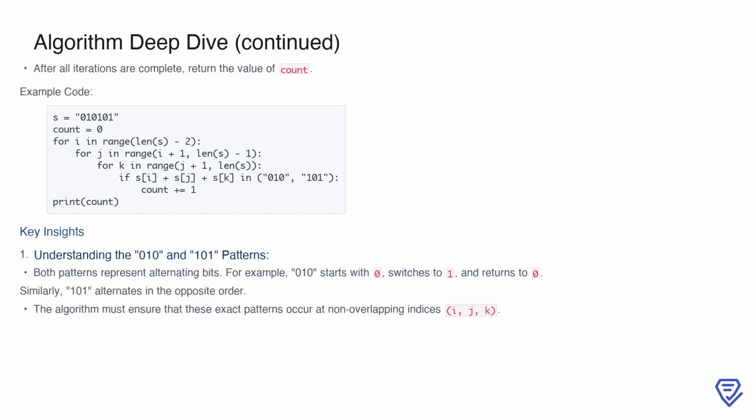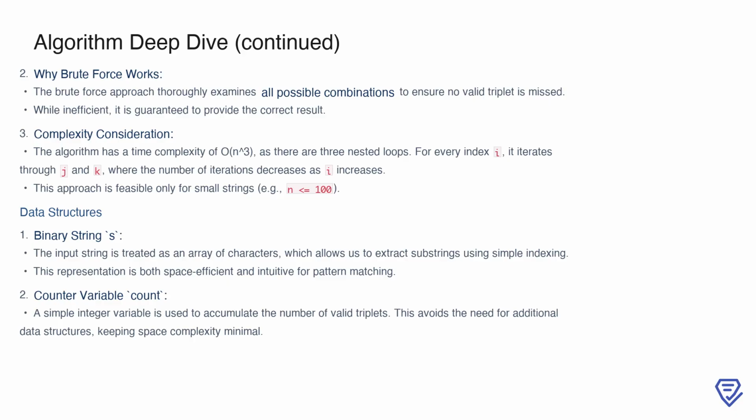It's important to understand the nature of these patterns. 0, 10, and 101 represent alternating bits, with 10 starting with 1 and switching to 0, while 101 starts with 1 and alternates similarly. The algorithm ensures that the indices used to form these patterns are non-overlapping and in increasing order. The brute force approach works because it exhaustively examines every possible combination of indices, leaving no valid triplet unchecked.